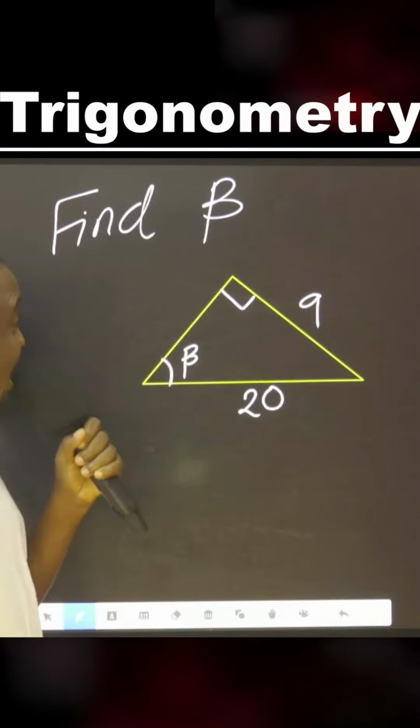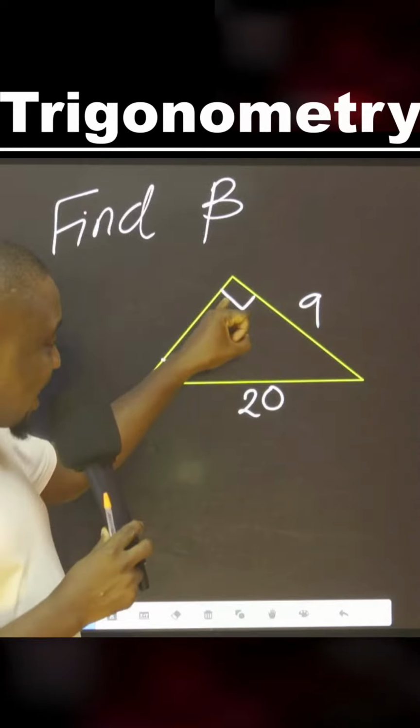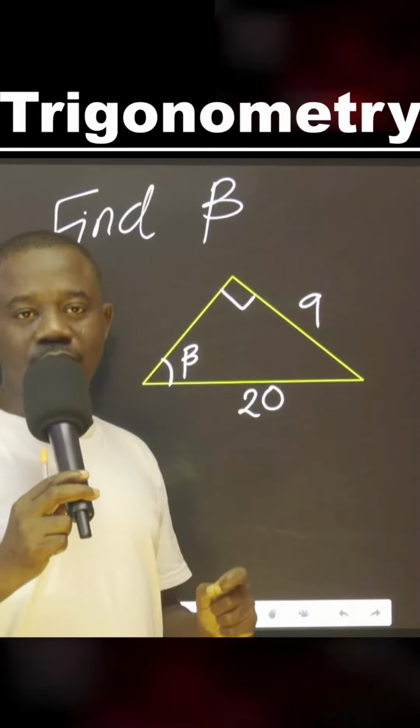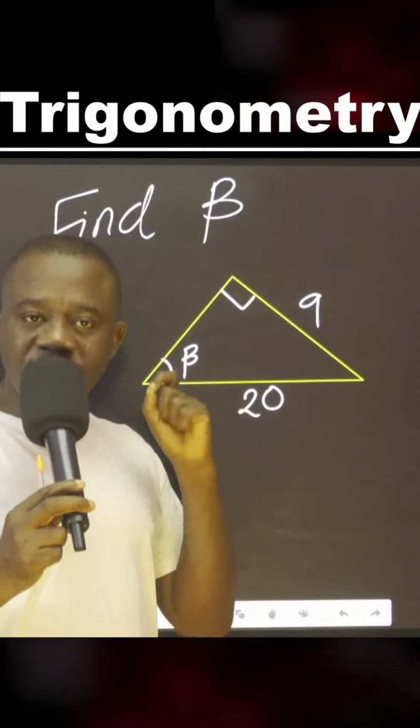Let's look at this. It says find beta. This angle is 90 degrees because of this. It means it's a right angle triangle. We can apply trigonometry ratio.